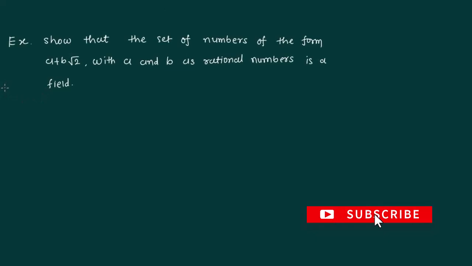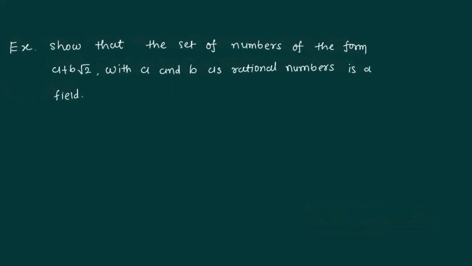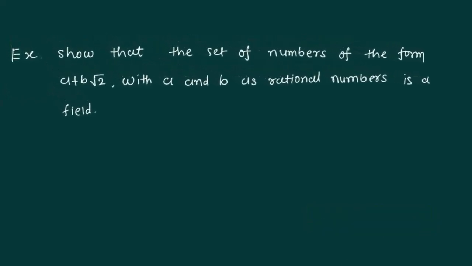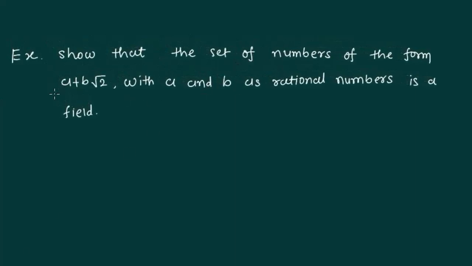So this example is to show that the set of numbers of the form a plus b root 2 with a and b as rational numbers is a field. So in this question we have to show this special set. If I say R is equal to the set of the form a plus b root 2 where a and b belong to the set of rational numbers, that is Q, is a field. We have to prove that it is a field.